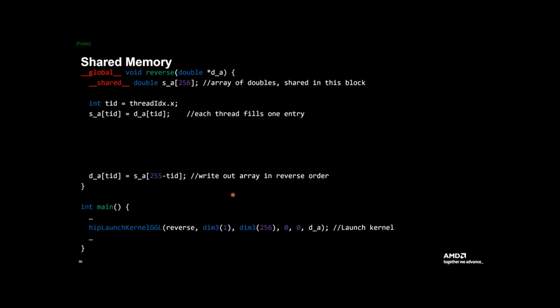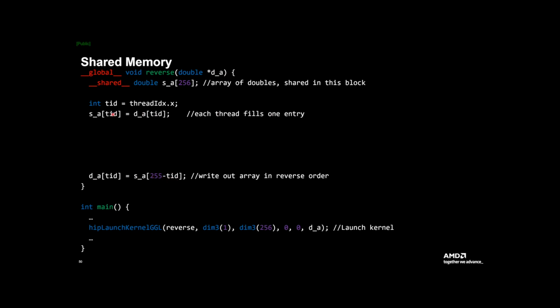Now, here is an example. This is a kernel that has this argument, and here we define shared memory: an array of doubles shared in this block. We say the following: I want to find my ID, and each thread fills one entry. We take from here the device array DA and assign it to SA, and we swap and say DA equals 255 minus my thread.